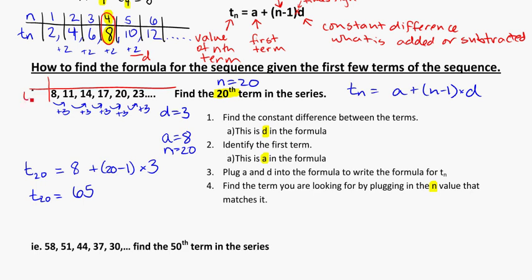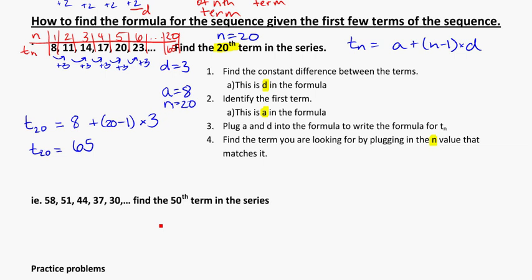This bottom part is my t sub n. That's the actual values. The top part is my term number. So again, that's 1, 2, 3, 4, 5, 6. And if I kept going and writing more of them all the way up to 20, underneath I would have 65. So at the 20th term, I'll have 65 as a value. That's what we mean by finding the 20th term for the sequence.